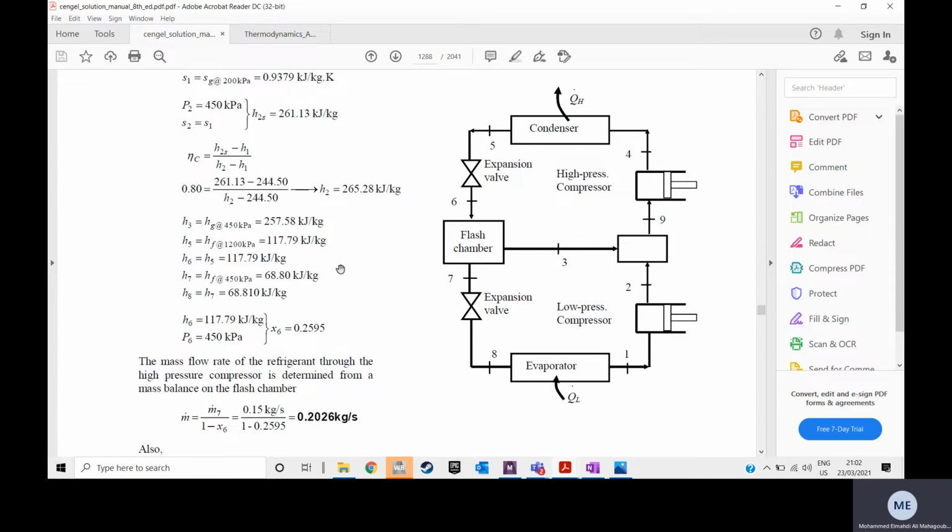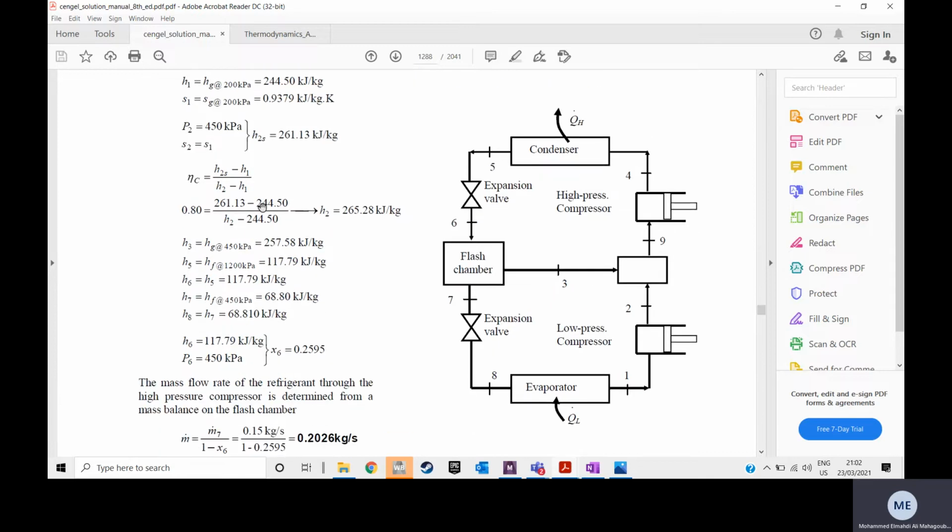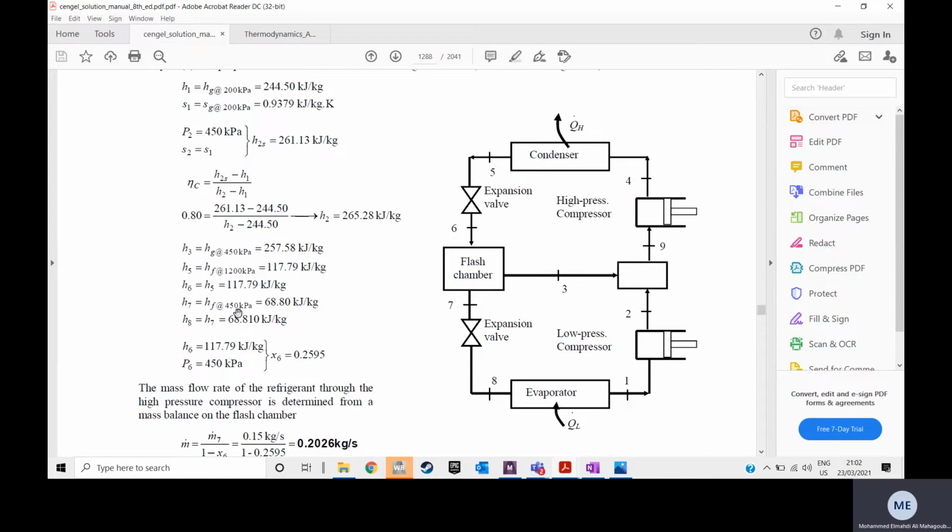And then for H2 we found it already, and then H5 he told me that it is saturated liquid, so you see Hf, and for point 6 constant enthalpy, point 7 I told you that it is Hf at that pressure. That one was Hf at the upper pressure, this one at the intermediate pressure, which is 450, and now H8 is equal to H7.